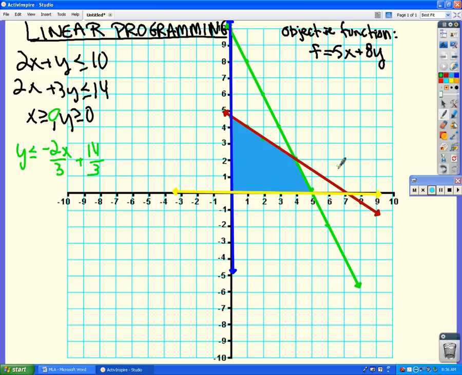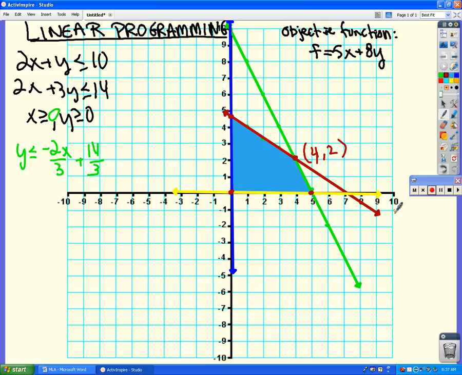So how are we going to plug in all infinite points into this thing and figure out which one works best? Well, you're not, because there's a thing called the corner principle that says that any point that's going to be either the biggest or the smallest for this is going to be one of the corner points. So the only ones we need to check are these 4 points.